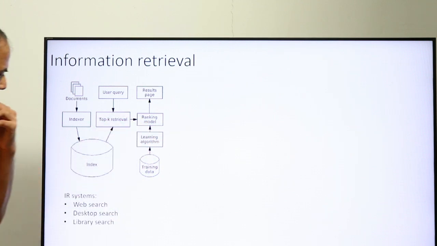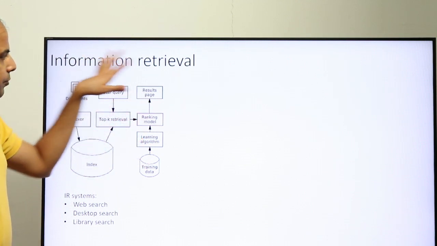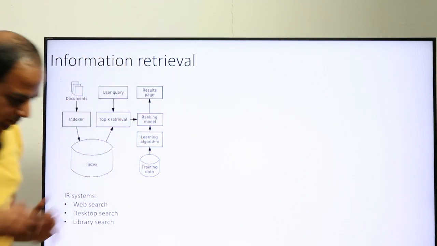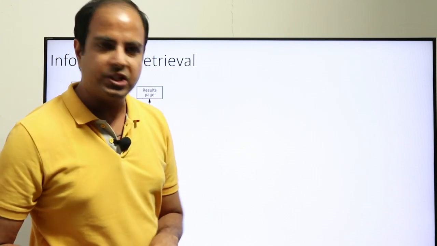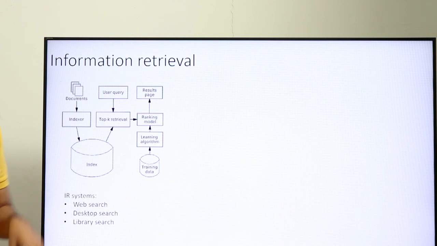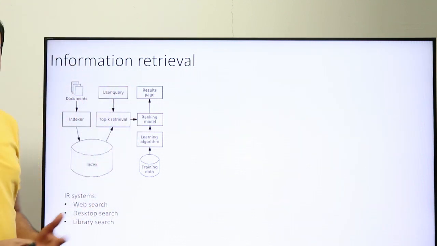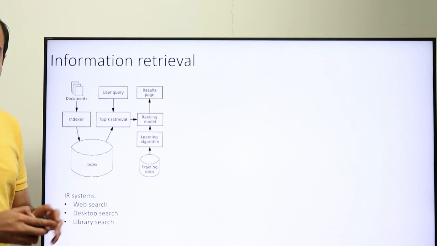So this is how typical information retrieval systems work. Information retrieval is not just about web search, it's also about other use cases like desktop search. When you search for a particular file on your desktop, again, among all the file names, one has to figure out those names that match what you are searching for.